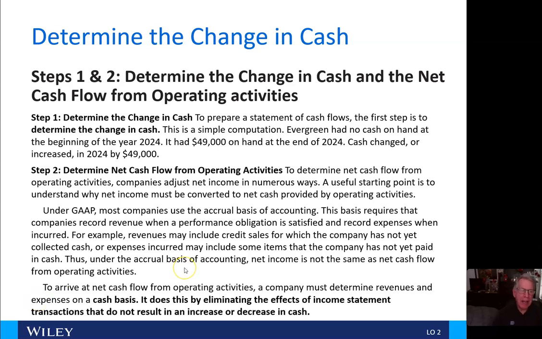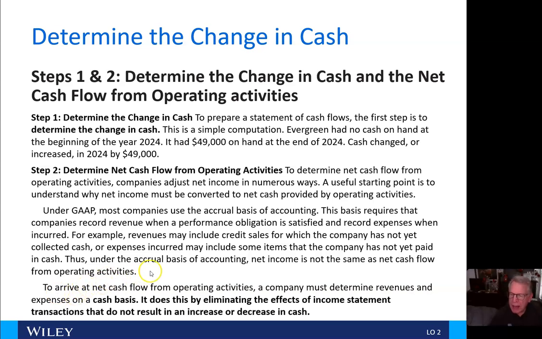Hi everybody, and welcome back to video number 2 in chapter 22. When we left off, we were looking at determining the change in cash and net cash flow from operating activities, and we'd gone through the 2 steps shown on this slide.